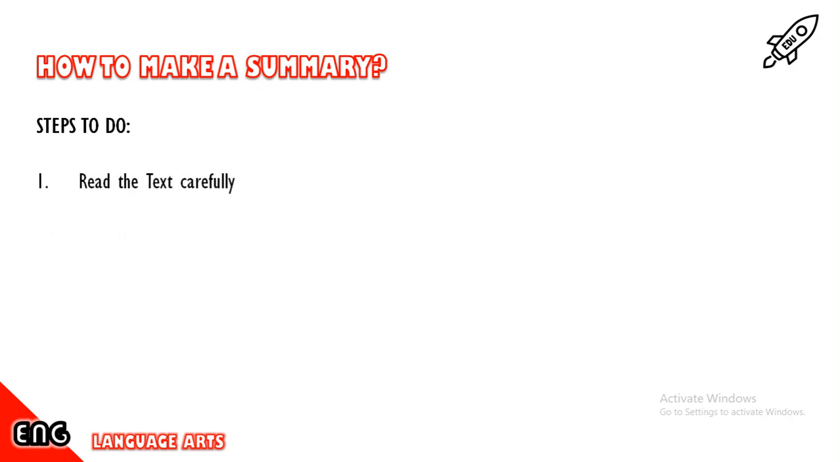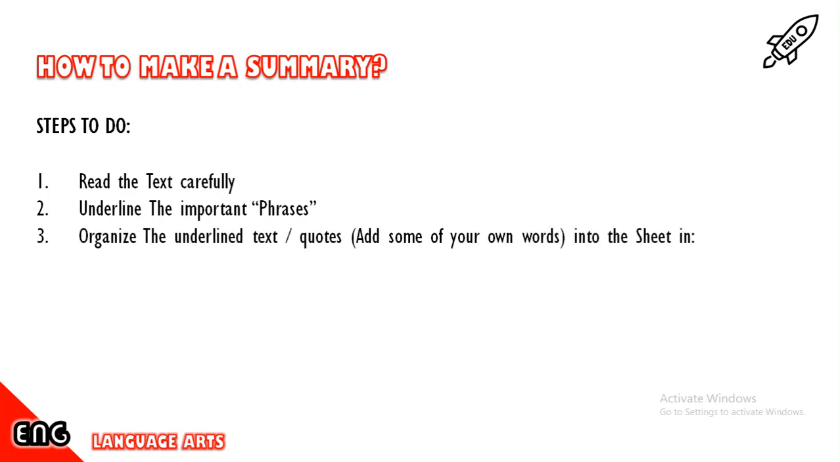First of all, read the text carefully, and try not to waste your time reading. Don't try to read as fast, just read it slowly and carefully, okay? So the second thing is underline the important phrases or quotes. For example, if there's something that is important, bring your pencil, underline it, and be ready for the next steps. After that, organize the underlined text or quotes, and don't forget to add some of your own words so it makes more sense on the sheet.